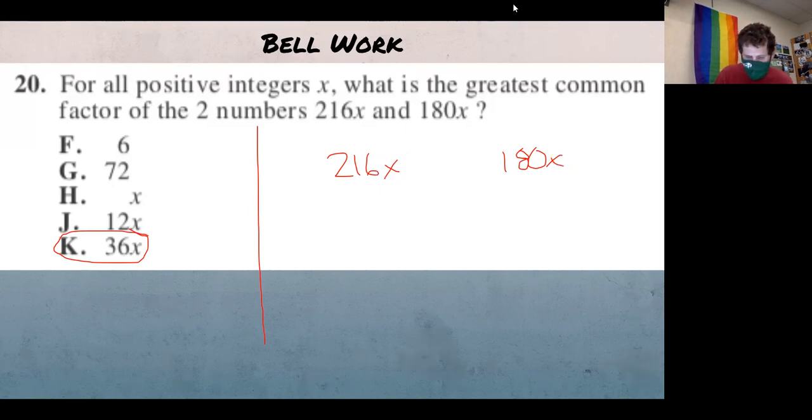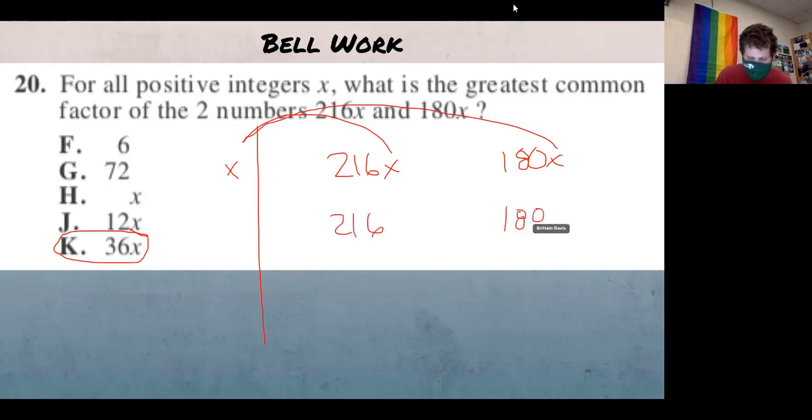So this x can actually be drawn out from both. I already have x as a common factor, so let me go ahead and start with that. 216 and 180 are left over, and x is going to be one of the factors. So I'm going to rule out F and G right now.